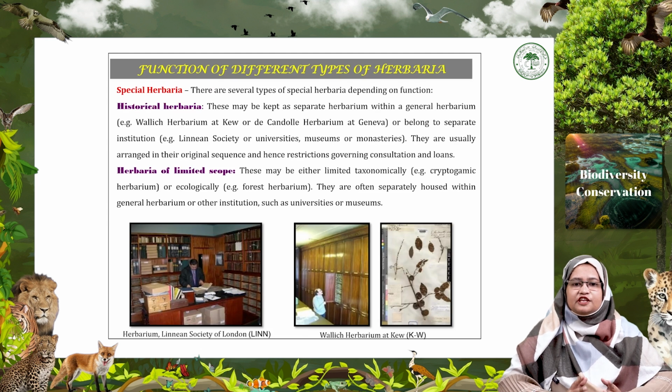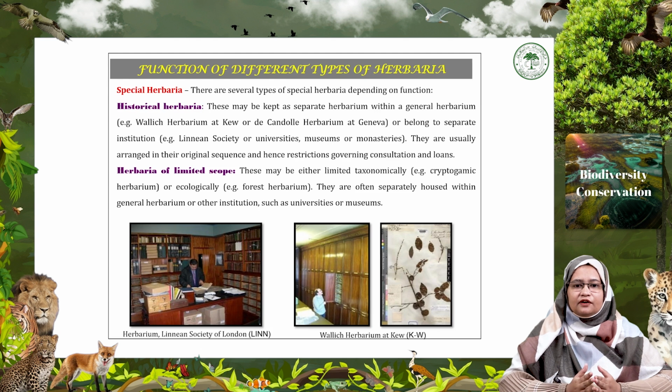Then the next is the special types of herbaria. There are several types of special herbaria depending upon the function, like historical herbaria. These may be kept as a separate herbarium within a general herbarium, like the Banks Herbarium at Kew or the De Candolle Herbarium at Geneva, or belong to a separate institution like the Linnean Society, universities, museums or monasteries. They are usually arranged in their own original sequence, and hence there are restrictions governing conservation and loans.